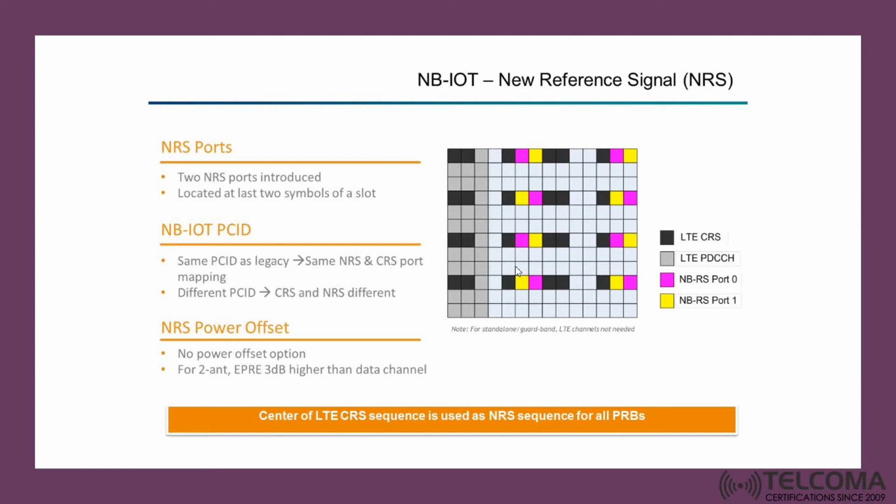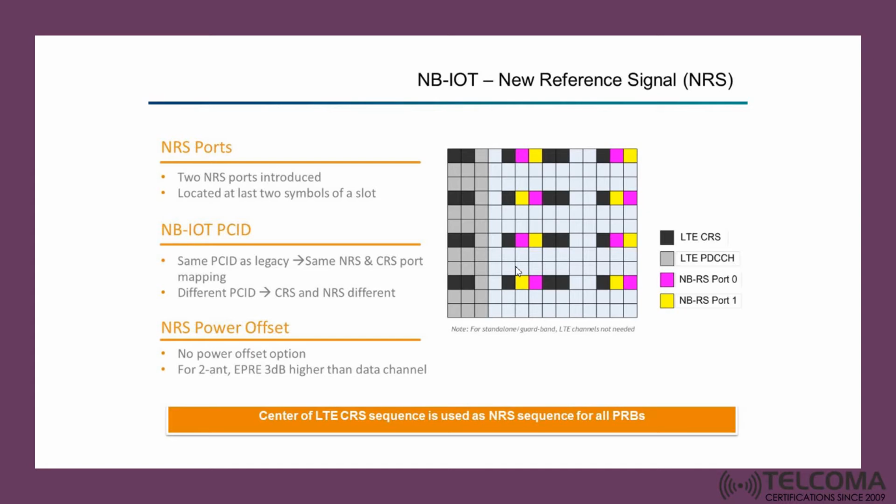We have seen that one particular cell can be broken down into three different sectors, and each sector will have a different cell ID. It is possible that NRS will have a different cell ID and LTE can have a different cell ID as well in the same cell. So if both the cell IDs are different, then NRS and CRS are different. If both are the same, then NRS and CRS will have some port mapping, and it's a table that is given in 3GPP specifications.